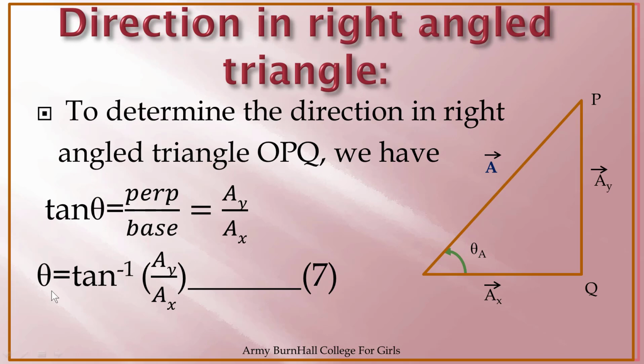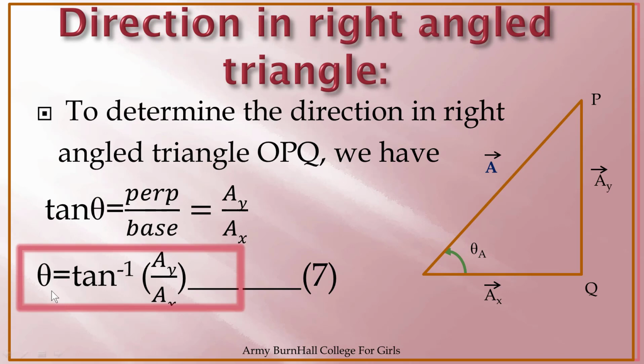Initially we have calculated the magnitude of the resultant vector with the help of components, and now we are calculating the direction of the resultant vector with the help of rectangular components. So theta is equal to tan inverse of ay by ax. Equation number 7, you also have to learn this equation. These equations for magnitude and direction are important.